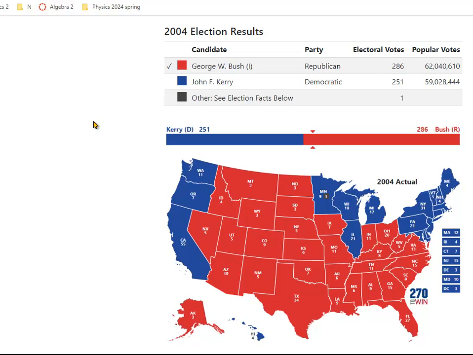I chose this one first here because it was a relatively close election. 62 million versus 59 million. Actually, that's still quite a margin, but compared to others, it's relatively close. And then also notice that the Electoral College votes are relatively close. 270 to win. So George W. Bush got 286, and we can see here the map of the United States and the states that George W. Bush won and the ones that John Kerry won.